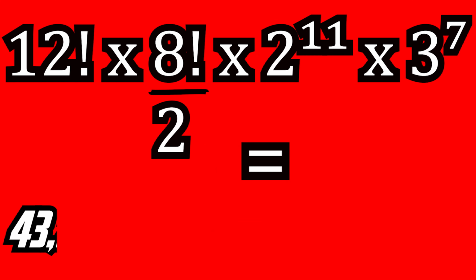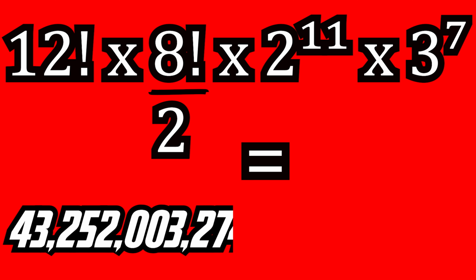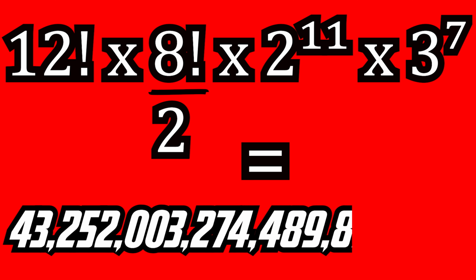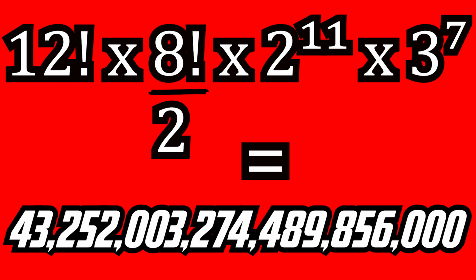Okay, let's see what all of this equals. It equals 43 quintillion, 252 quadrillion, 3 trillion, 274 billion, 489 million, 856,000 permutations. And that's the number we got earlier. Great. Now let's go back to our first formula.